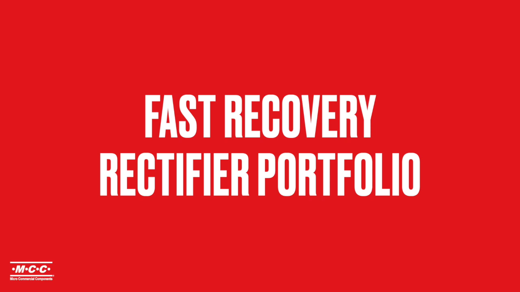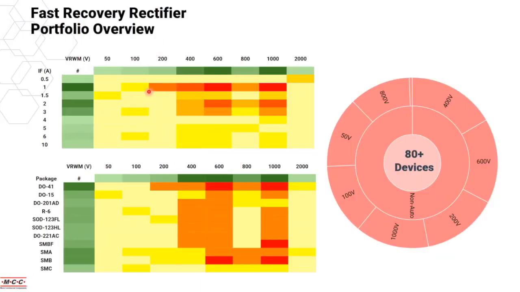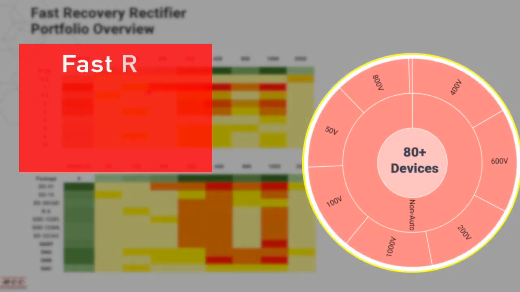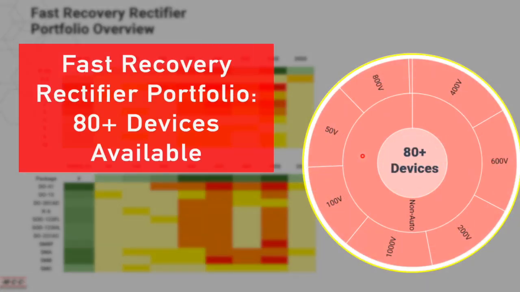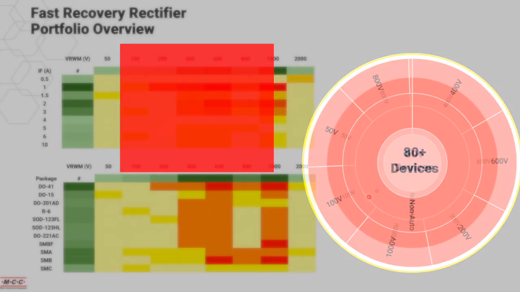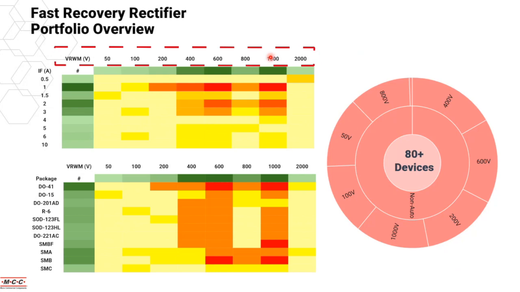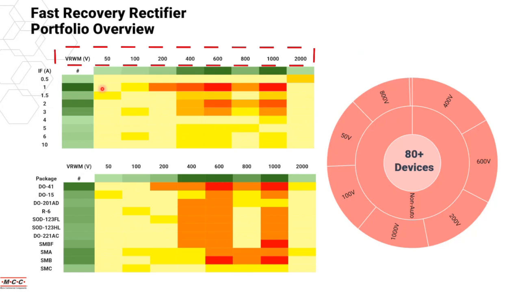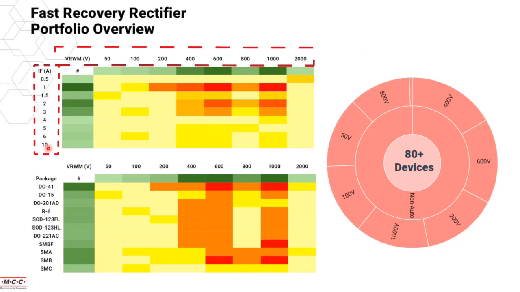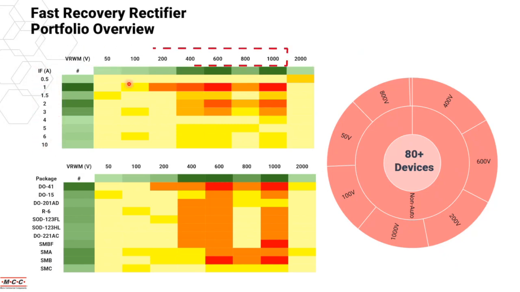The next one is the fast recovery rectifier portfolio. In this portfolio, we offer about 680-plus devices, basically covering all the non-automotive standards. This is the voltage range that we offer, from 50 volts all the way up to 2000 volts, in the current range of 0.5 ampere up to 10 amperes. Again, this shows you the common available parts, in the range of 200 volts up to 1000 volts in the current range of 1 ampere up to 3 amperes.